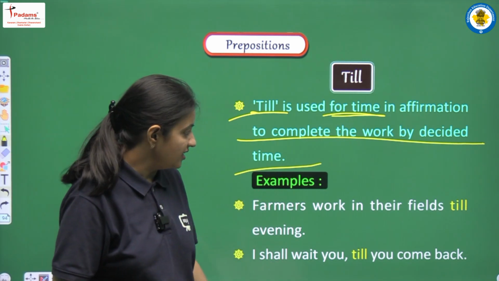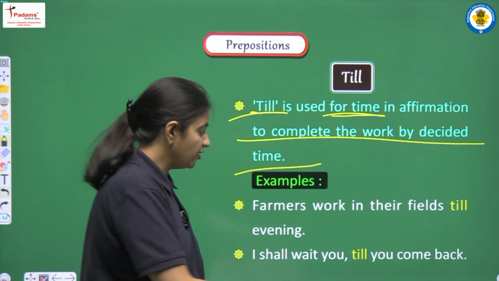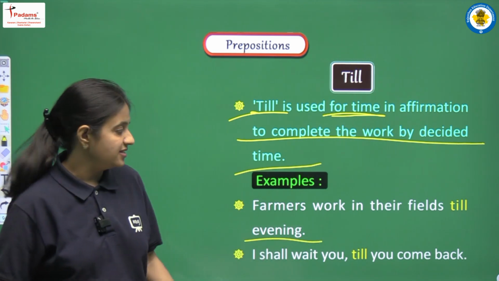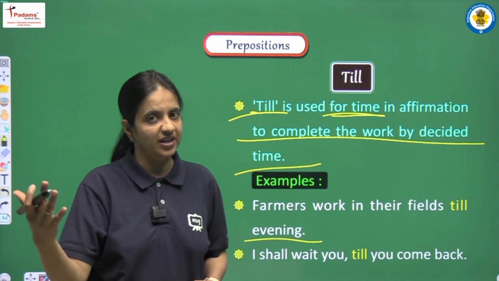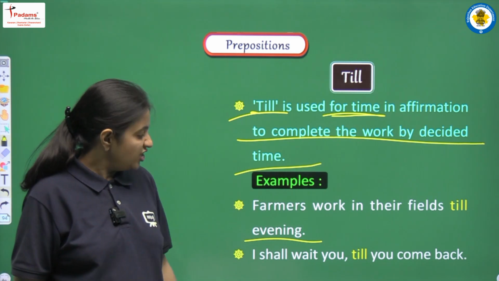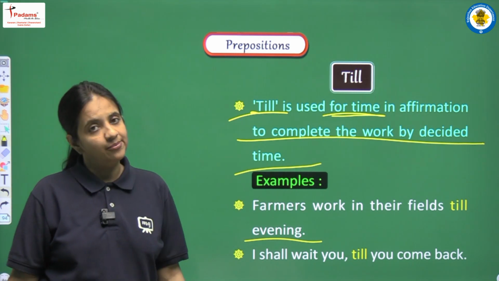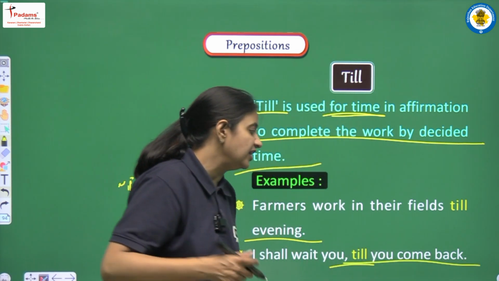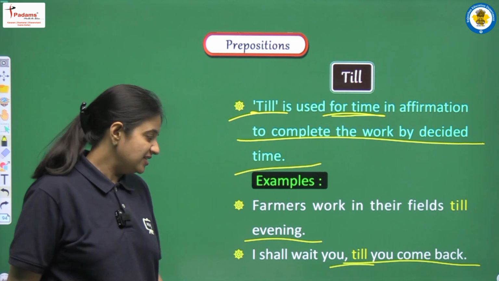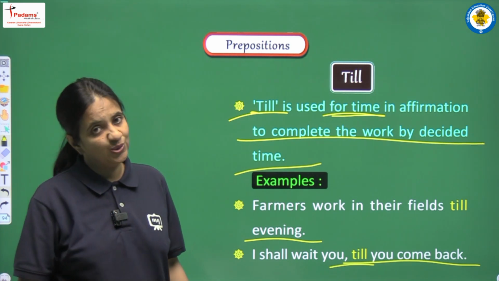Farmers work in their fields till evening. So evening is a kind of time, and this is the task that farmers work in their fields till evening. Okay. Next is, I shall wait for you till you come back. Again we are having till, and what is the time? The time is till you come back. Okay, and we are saying that I will wait for you.